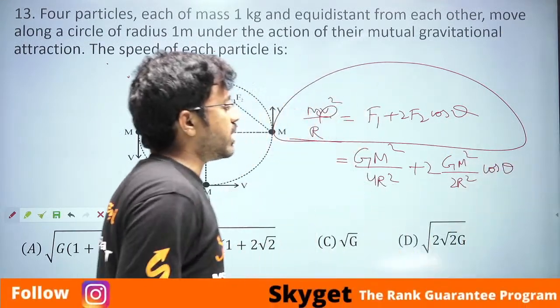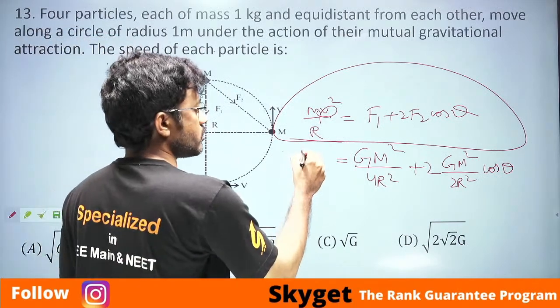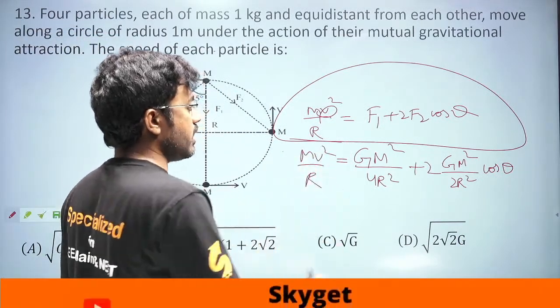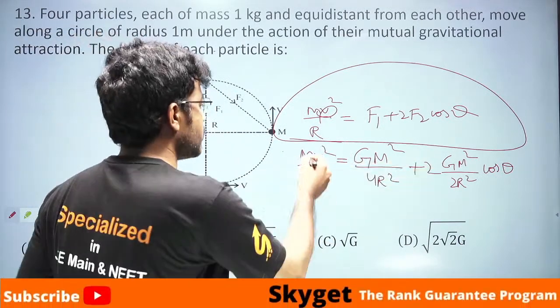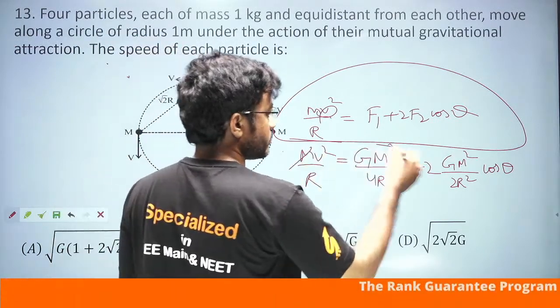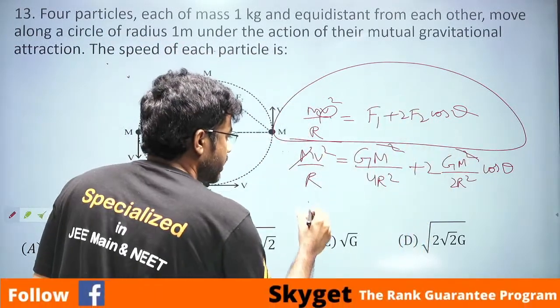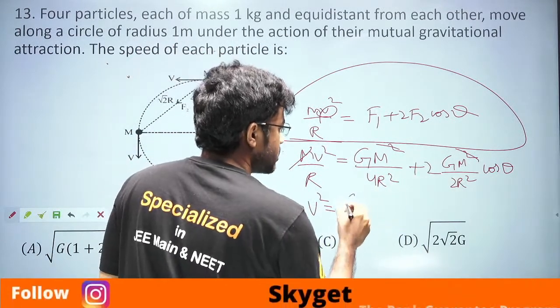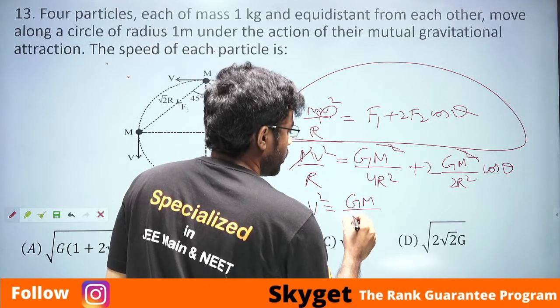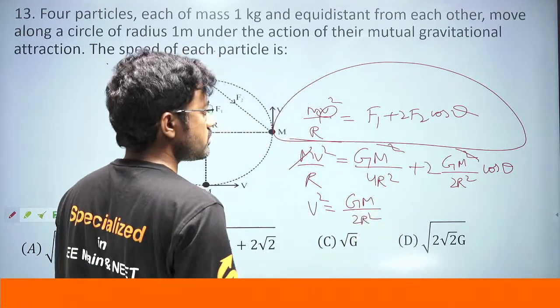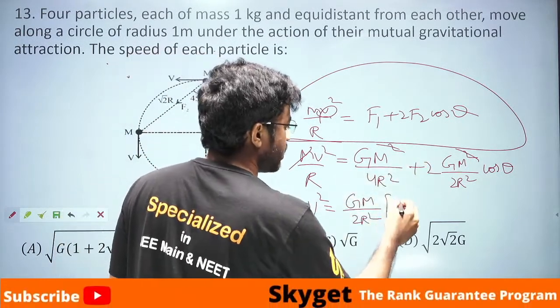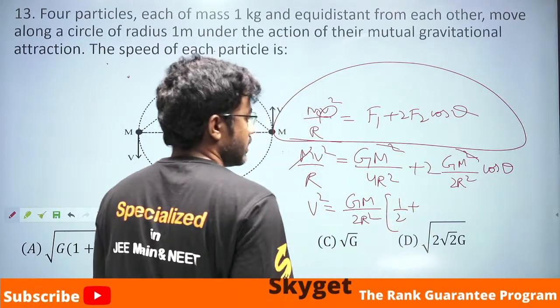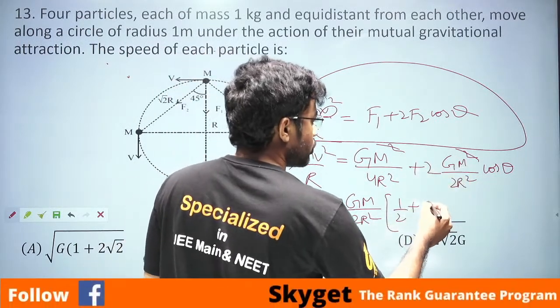So that is obviously 1 by root 2. From this, if you take the masses as common, the masses will cancel each other. So here you can write v square is equal to, obviously taking GM by 2R square as common, 1 by 2 plus 2 cos theta.